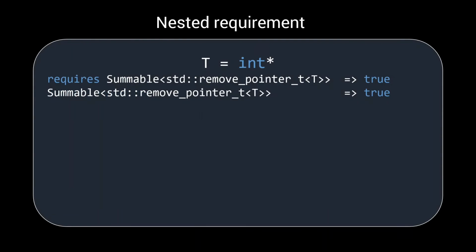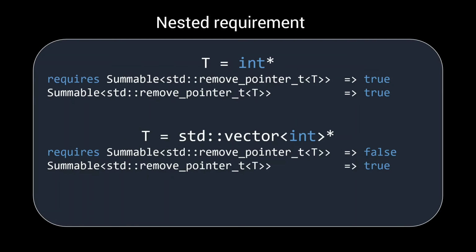To make it a bit more concrete, if T is a pointer to an integer, then both the simple and nested requirement evaluate to true, since if you remove the pointer, the int type remains, which is indeed summable. If, however, T is a pointer to a vector of int, then we see that the nested requirement correctly evaluates to false, as clearly a vector is not a summable type. The simple requirement, however, incorrectly evaluates to true, as it only checks whether the expression summable<remove_pointer_t<T>> is valid, not if it evaluates to true.